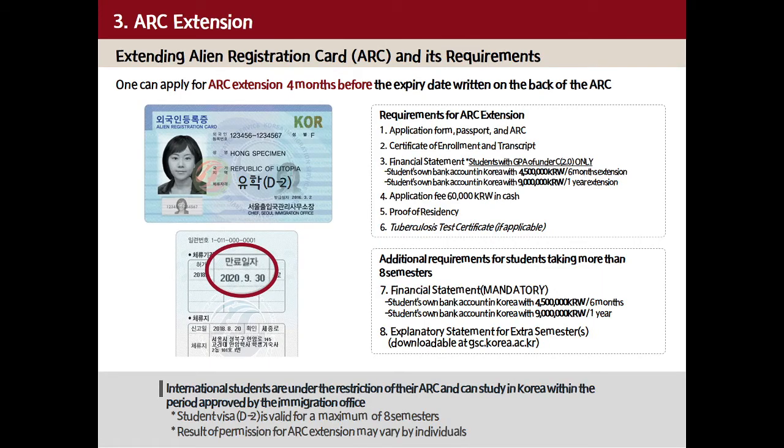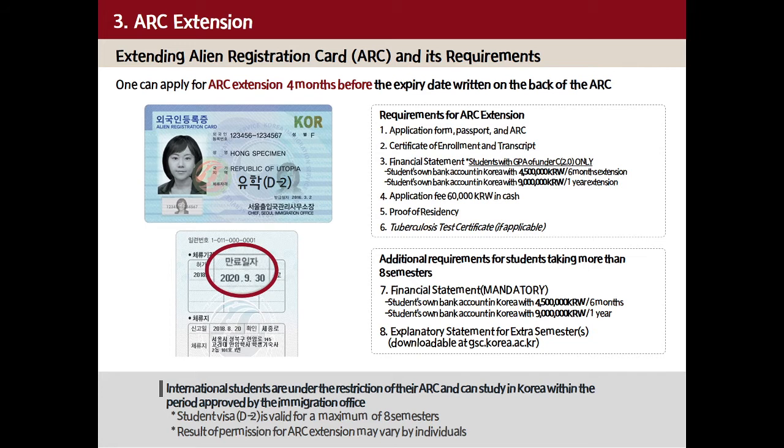An extra semester student is a student who needs an extra semester to complete their coursework. In some cases, students may not be able to finish their coursework within the coursework period. In that case, they will be considered as an extra semester student. If you're an extra semester student and you wish to extend your visa or ARC, you need the documents from the above plus the financial statement, which is, in this case, mandatory.